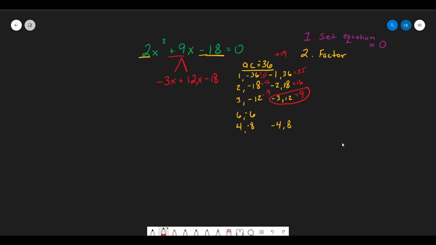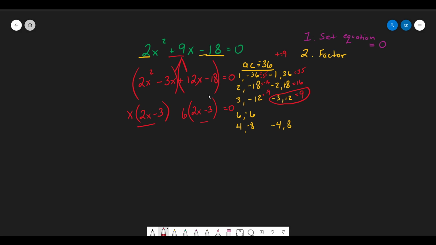I'm going to bring the minus 18 down, bring the 2x squared down. Don't forget it's equal to 0. And now I'm going to factor my 4-termed polynomial by grouping. The GCF of the 2x squared minus 3x is going to be an x. So I take out an x, I'm left with 2x minus 3. The GCF of 12x and 18 is going to be 6. So that's going to give me a 2x minus 3.